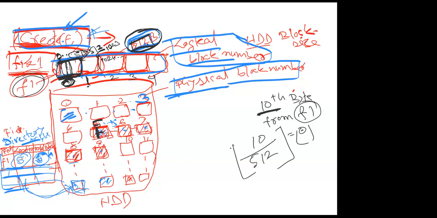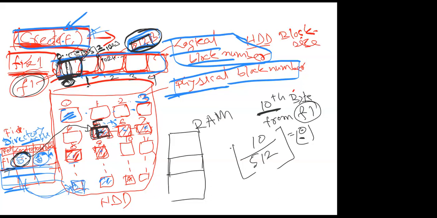Now, from the file directory table, you know where block number 0 is available. Logical block 0 is available at the 5th block of the physical hard disk. So your operating system will pull all the bytes from physical block number 5 and store them inside the RAM, and from this RAM the operating system can supply the 10th byte to the CPU. This is how it is actually done.